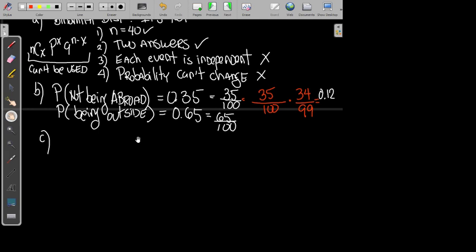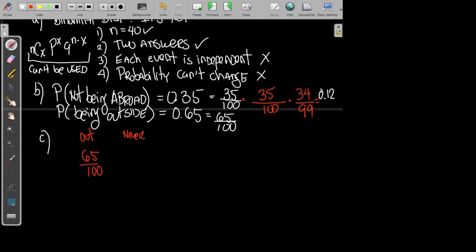So let's see if we can do it just using plain probability. What is the probability that the person has gone? You want a person that went out? Yeah, a person that never went out, right? So what is the probability that a person went out? 65 over 100, right? That's the probability that the person went out.